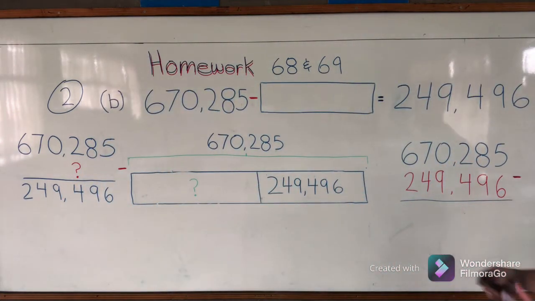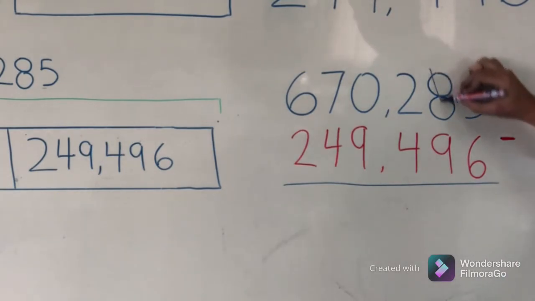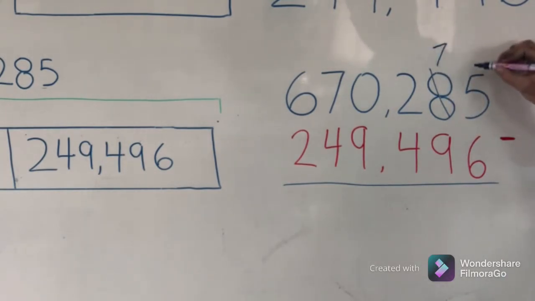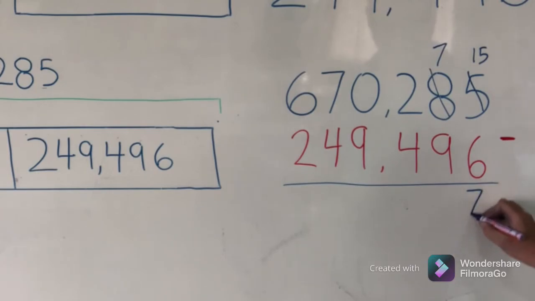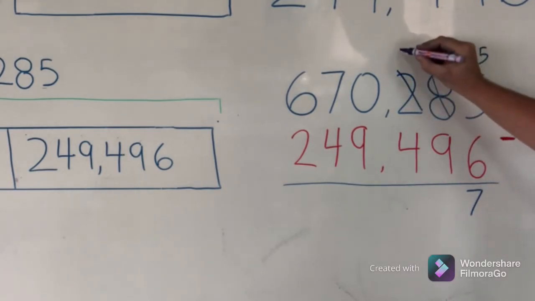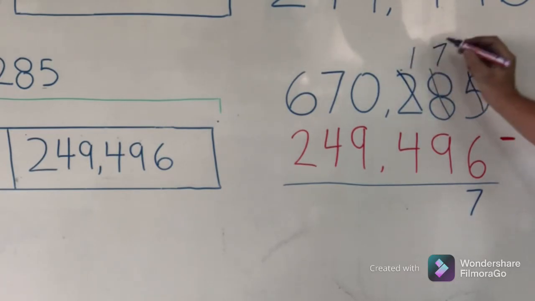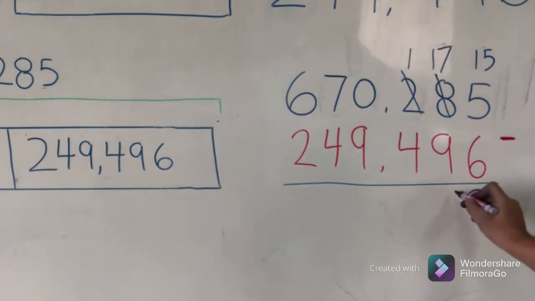5 minus 6, we cannot do. So we're going to take away from our tens, and we're going to make this a 15. 15 minus 6 is 7. 7 minus 9 we cannot do, so we're going to make this one a 1, and this one a 17. Minus 9 is just 8.